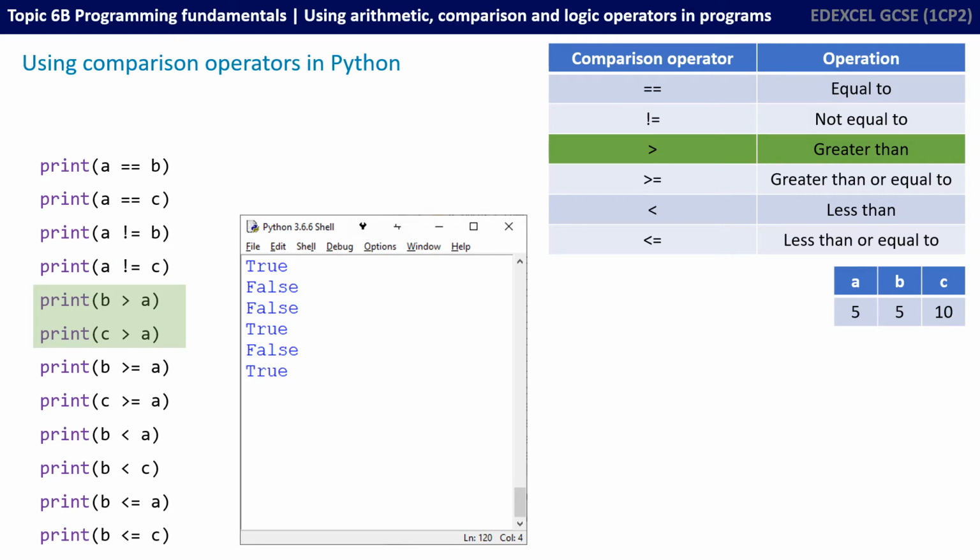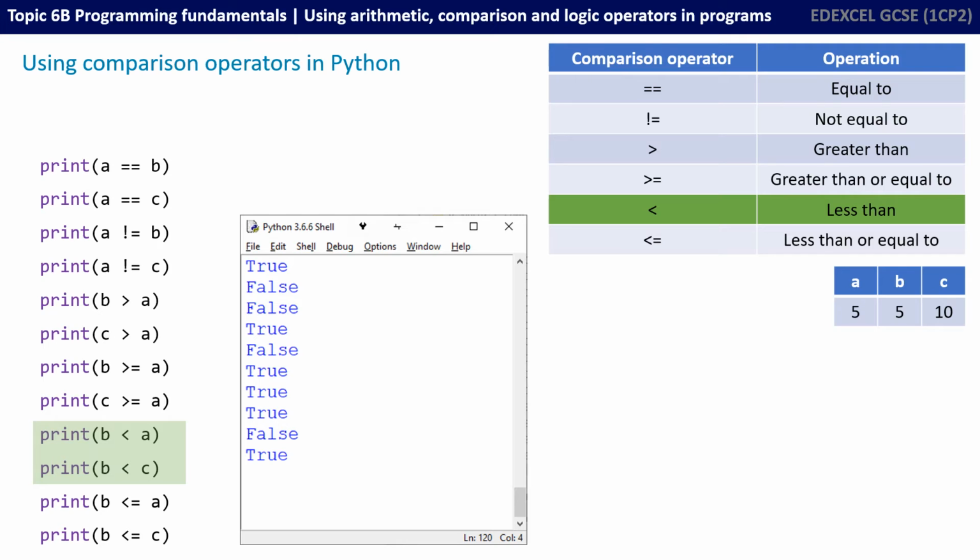Just as with maths, we have B is greater than A, that's false, whereas C is greater than A is true. Where B is greater than or equal to A, well that is now true because they are equal. And C obviously at the same time is still greater than or equal to A, so that's true. B is less than A, well that's false, they're the same. B is less than C, well that's true. Whereas B is less than or equal to A, well that's definitely true because they're both 5, so they are equal, and still B is less than or equal to C is still true.